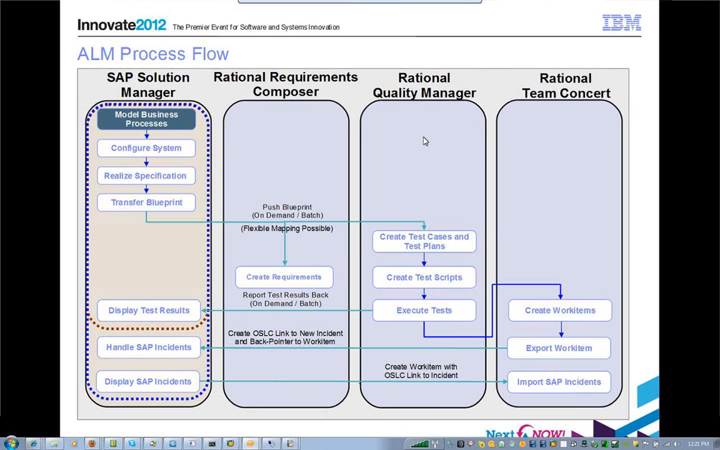And when problems occur, you can create work items and, for some subset of them, export them back to become SAP incidents. And we'll show examples of this in the demo in a few minutes. Again, the integration is bidirectional, so there might be some incidents, like adding a new facility to your packaged app, that would require an incident to be created directly in Service Desk, and some subset of them are going to have downstream impacts in the Rational tools, so it's possible to take an incident and create a work item from it.